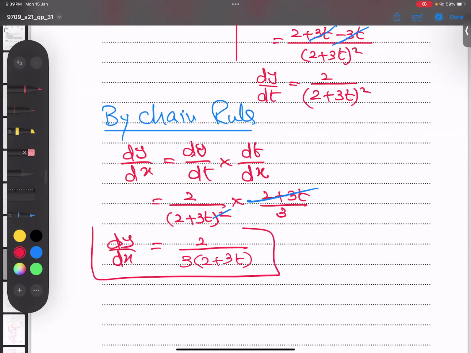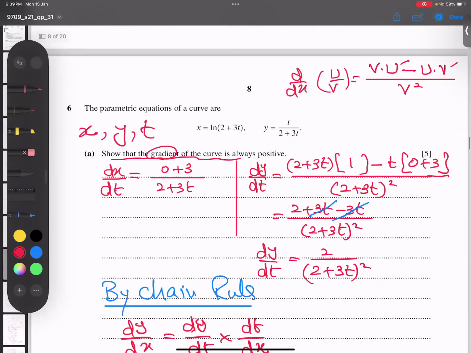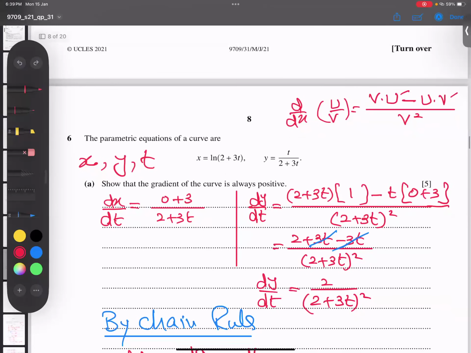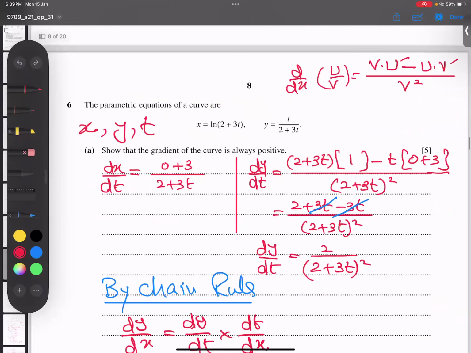So the first part is done completely. He was asking to show that the gradient of the curve is positive. And now I have to prove whether the gradient of the curve is positive or not. What is the method? Show the gradient of the curve is always positive. This is our target. Hold on.